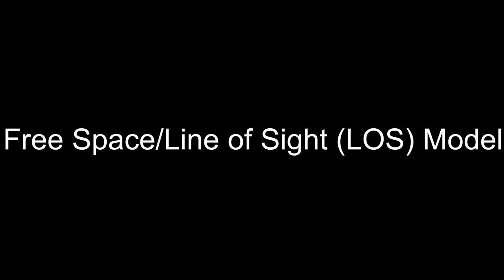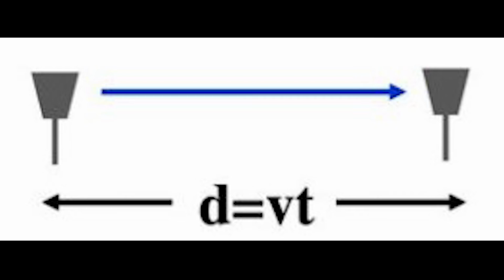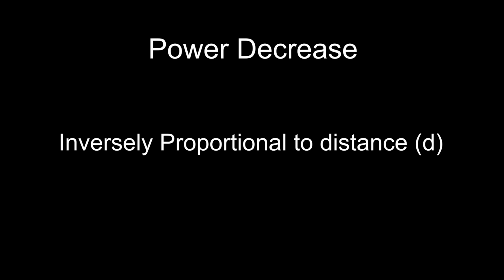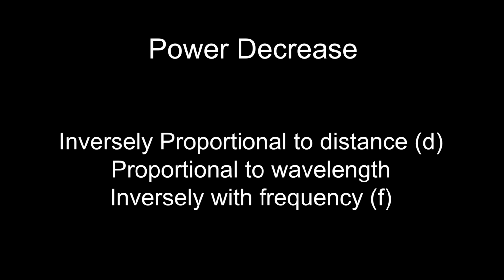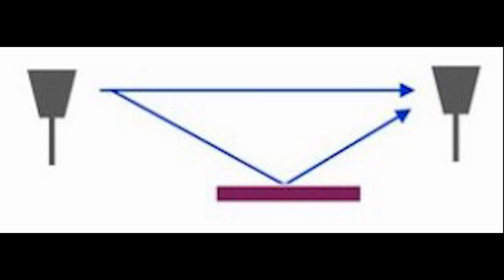Our line of sight model covers the path loss for an unobstructed line of sight path between the transmitter and the receiver. It naturally will experience power loss due to attenuation over longer distances. Power decrease is characterized as inversely proportional to distance. Due to the effective aperture of the antenna, it is also proportional to the wavelength and inversely proportional to the frequency, all squared.